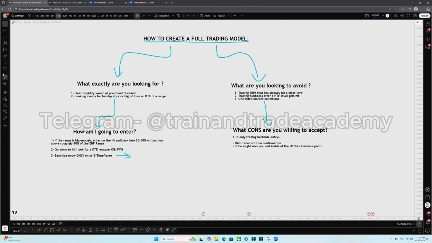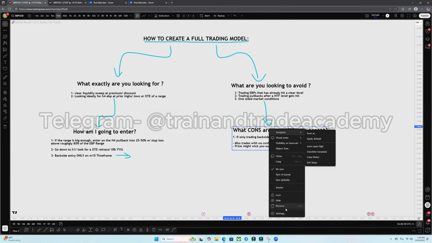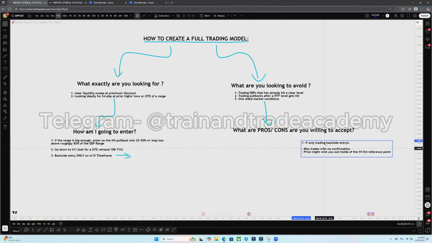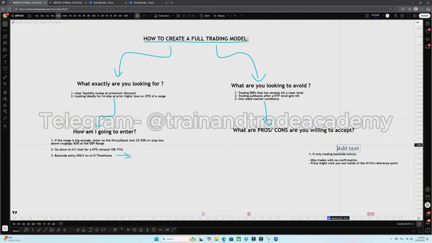Not only that, but obviously everything has pros and cons. The pro of this is you get higher risk to rewards, right? So what are the cons? Let me actually edit this a little bit. What pros and cons are you willing to accept? So we'll just put them all in one, right? So these are going to be the cons, and these are going to be the pros.